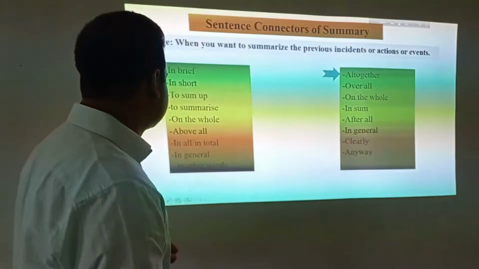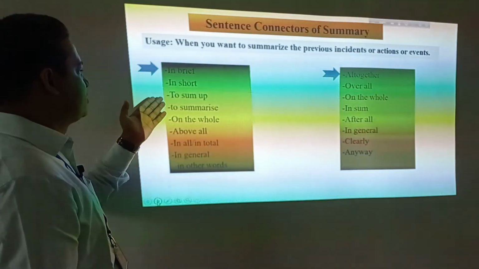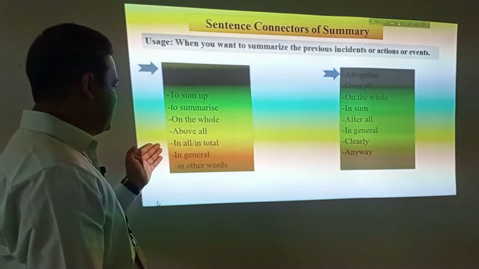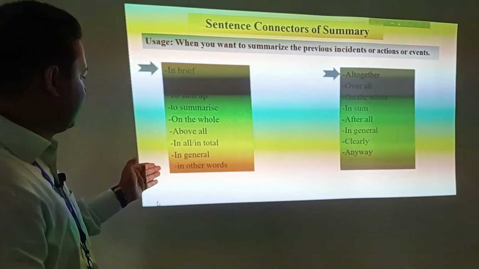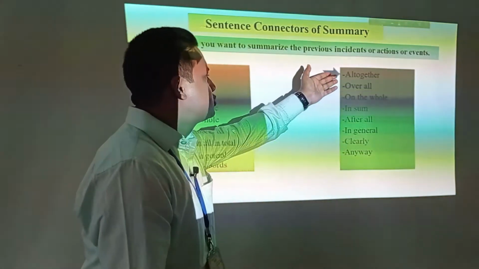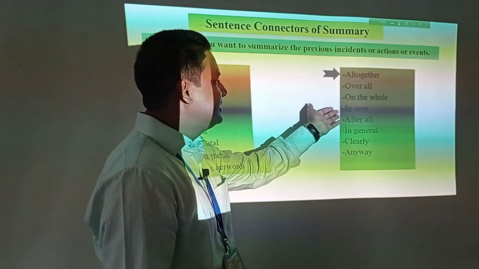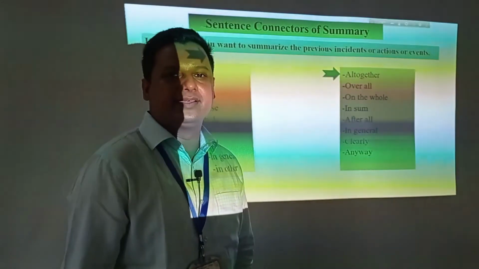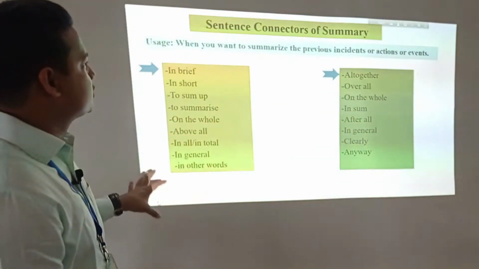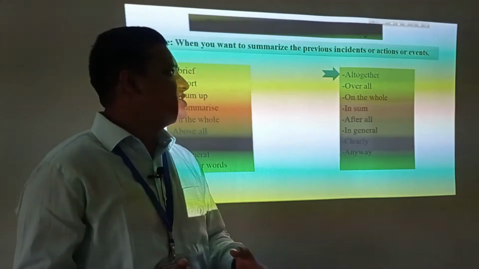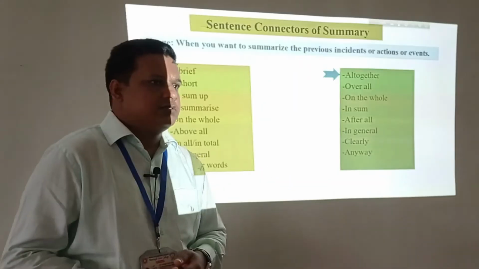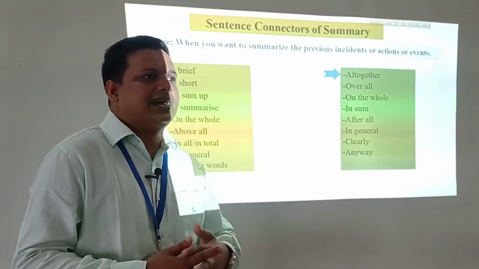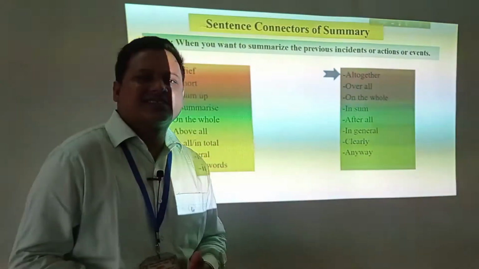of sentence connectors, such as in brief, in short, to sum up, to summarize, on the whole, above all, in all or in total, in general, in other words, altogether, overall, in sum, after all, clearly, anyway. These are the words you can use when you want to summarize the previous incidents or actions or events. Students, if I want to give an example on sentence connectors of summary, then I can say, Mr. Hassan is a rich man.